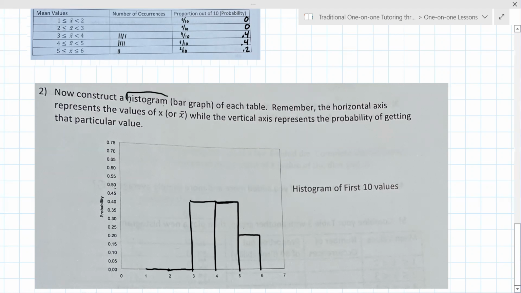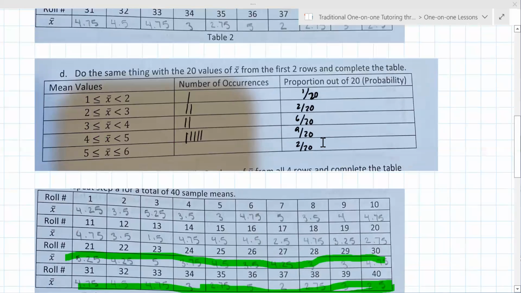In a histogram, the bars touch. It's a small thing, but okay. So for the next graph, first 20, we have to do the same thing. So I got to go back and grab the first 20 here. And let me grab a snip of that.